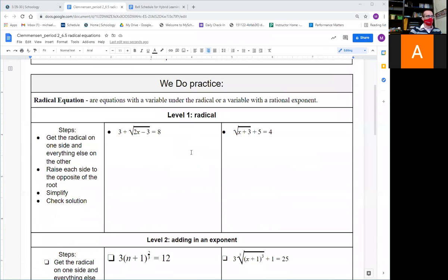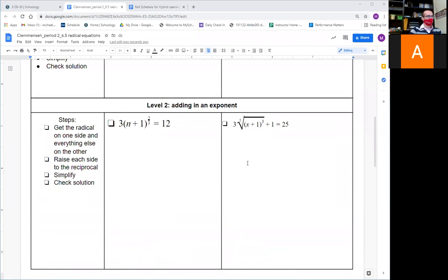All right, we have three levels that we're going to go over. Level one is our basic problem. We just have a radical, and we'll do a little bit of math with it. Level two, we're adding in an exponent, so we're going to have something like a 2/3 power or 3 and a 5. So we have some type of exponent in there.